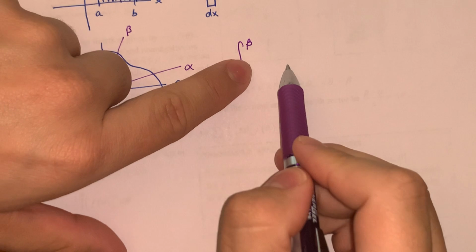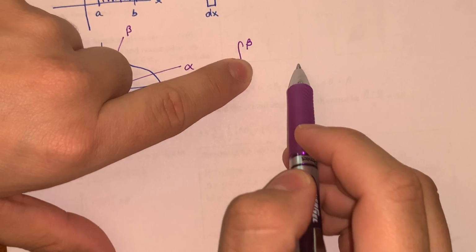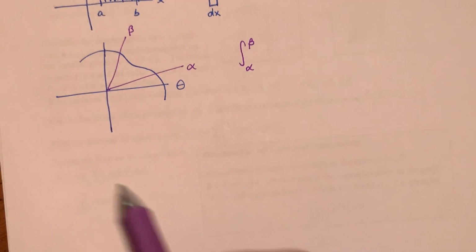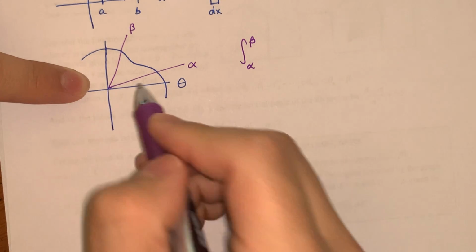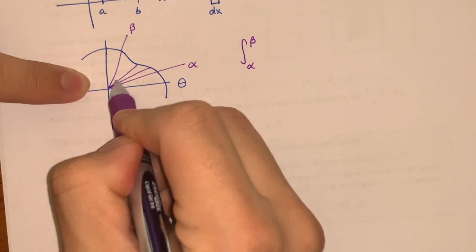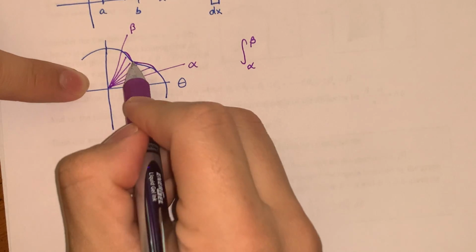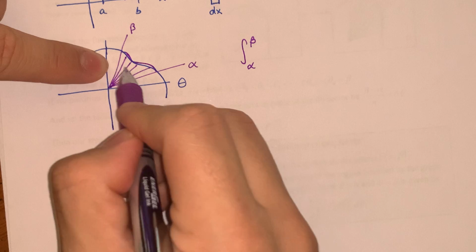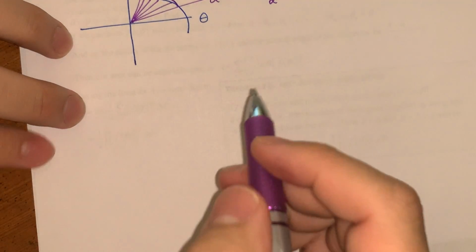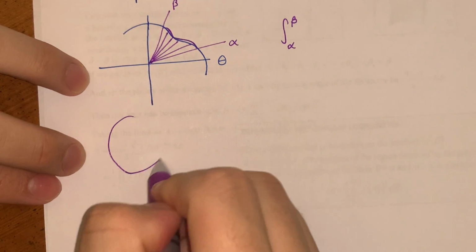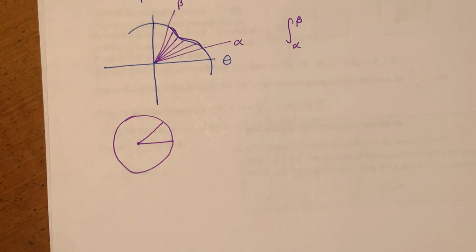Now we have to think about what infinitesimally small area figures we're adding up in a polar region. We're not going to create little rectangles anymore. Instead, to find the area of this region, we're going to create a bunch of infinitely small sectors of a circle. Let me draw that separately. Let's remember what a sector of a circle is. A sector of a circle is something like that.